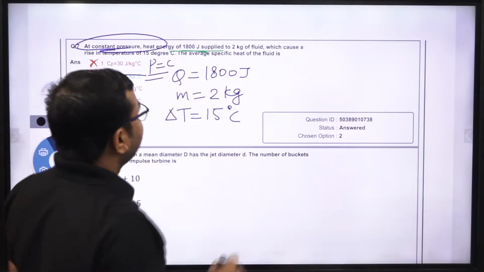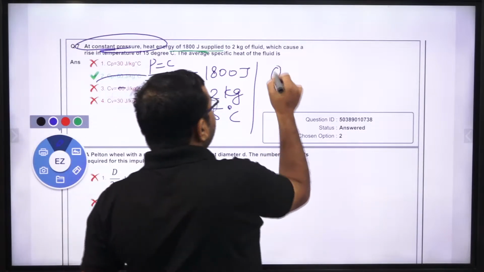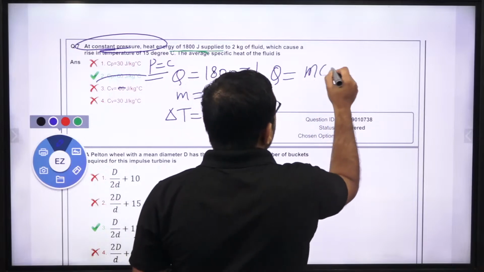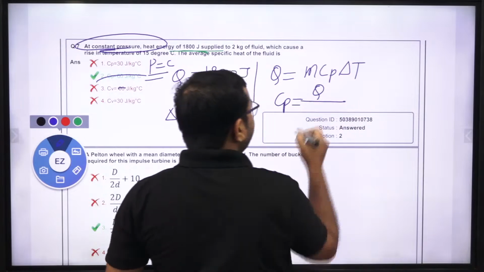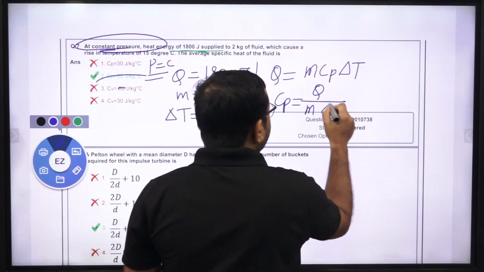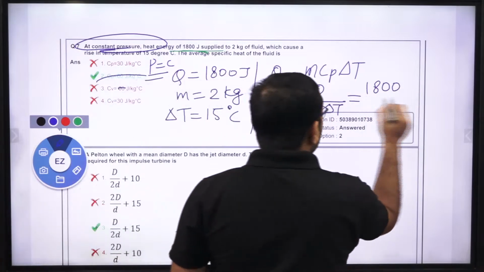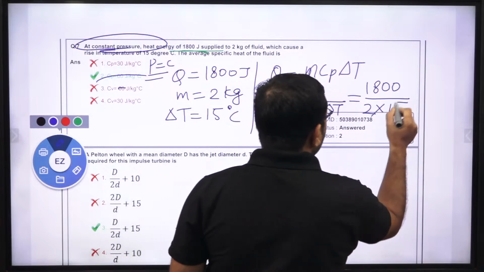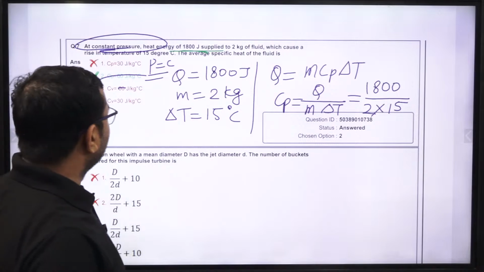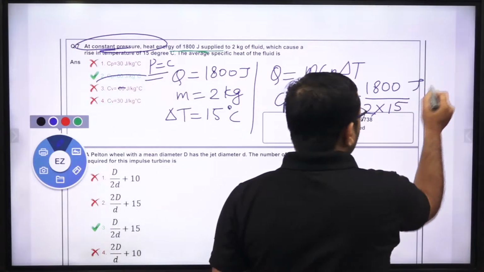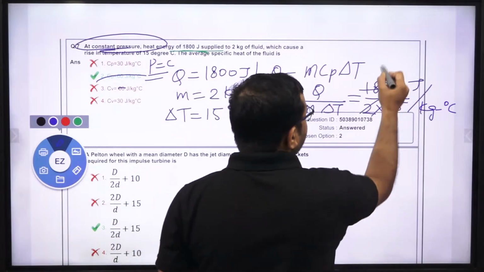We need to find the average specific heat of the fluid. As you know, the heat supplied at constant pressure is m Cp delta T. So here we need to calculate Cp. Cp is Q over m into delta T. Q is given as 1800 joule, mass is 2, and delta T is 15. Is it clear? All the things are given in joule, kg and degree centigrade.